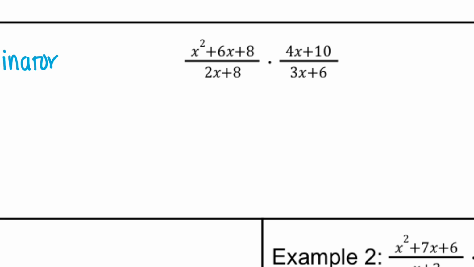I need factors of 8 that add up to 6. So I'm going to end up with x plus 2 times x plus 4. On the bottom, it's not a trinomial, so we have a GCF situation. I can divide 2x and 8 both by 2, and when I do that, I'm left with x plus 4.